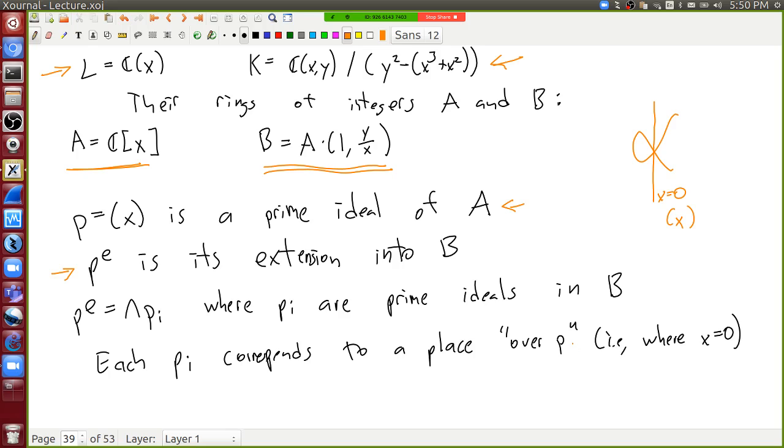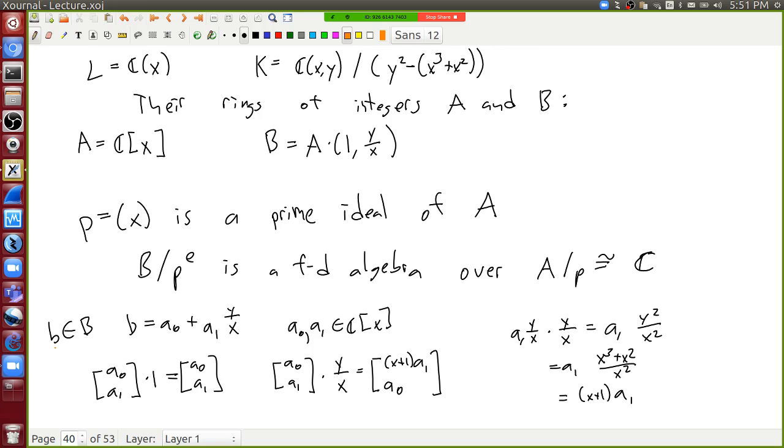So if we want to figure out what all of the places are at X equals 0, we want to extend into the integral closure and then figure out how to execute this decomposition. So how do we do that? Well, let's see here. We're going to look at B modulo the extension of the prime.